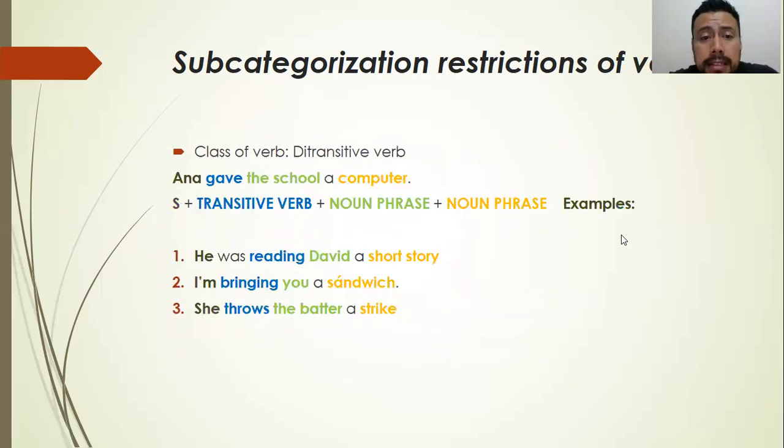The next is the ditransitive verb. The example is, Anna gave the school a computer. So the structure is subject plus transitive verb plus noun phrase plus noun phrase. Example, he was reading Dave a short story. I'm bringing you a sandwich. She throws the batter a strike.